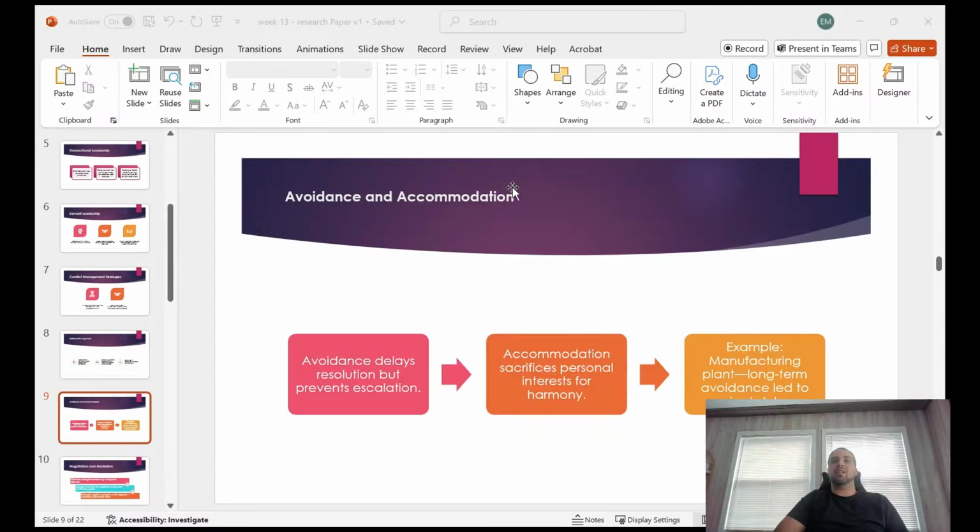Now, we're going to examine different ways to deal with conflict. One way is avoidance and accommodation. This style is often used when leaders want to prevent immediate escalation. However, unresolved conflict can resurface later, sometimes with greater intensity. For example, in a manufacturing plant, a manager avoided addressing tension between senior engineers. The conflict eventually led to decreased collaboration and project delays.